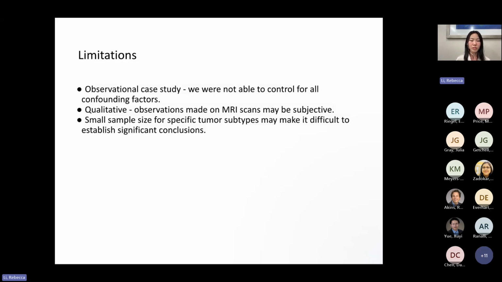Some limitations to the study were that it was an observational case study, so we weren't able to control for the confounding factors. It was also qualitative, so the observations may have been subjective, and there was a small sample size for the specific tumor subtypes. So that may make it difficult for us to establish significant conclusions.